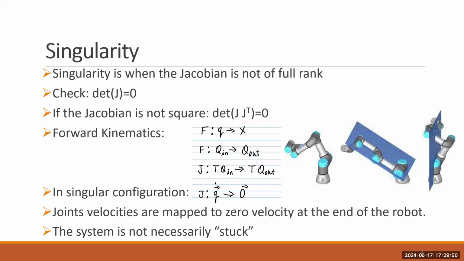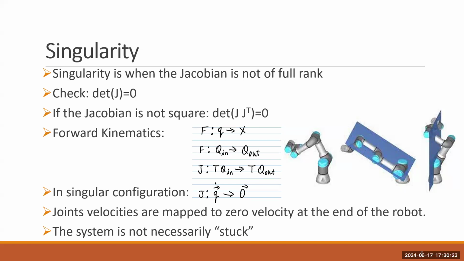If the Jacobian is not square, we simply take the square part of the Jacobian, say Jacobian times Jacobian transpose. This should be the smaller part of the Jacobian. If the Jacobian is 3 by 6, then we multiply 3 by 6 by 6 by 3, and J J transpose will be 3 by 3.